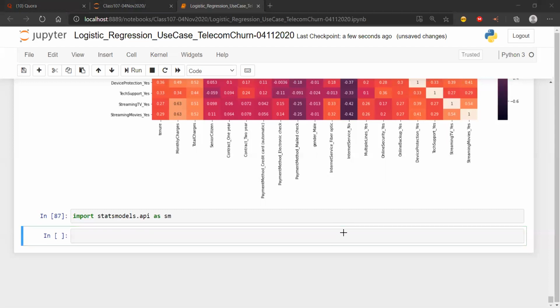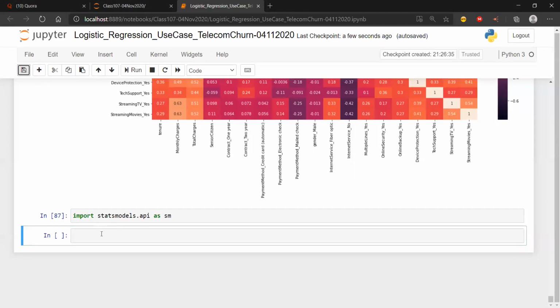So now I'm going to create a logistic regression model. To create a logistic regression model, you can look at the documentation also, nothing fancy. What we are going to do is use a function which is GLM. GLM stands for generalized linear models. In this function, we can pass the training data that we have, right? We have y_train and we have X_train.